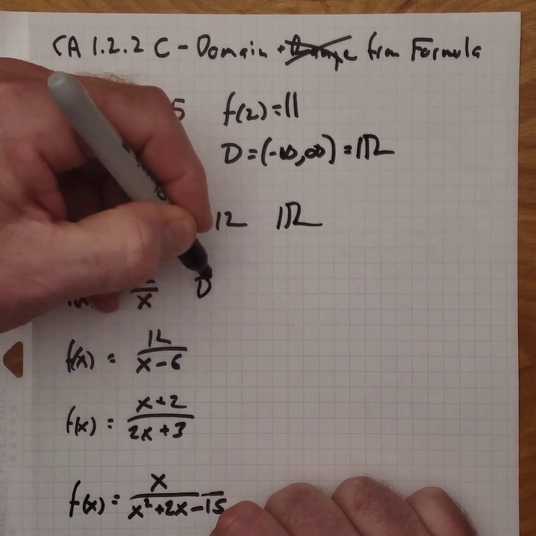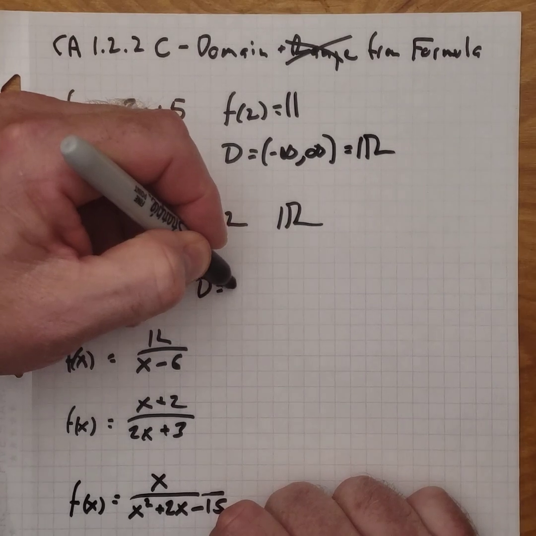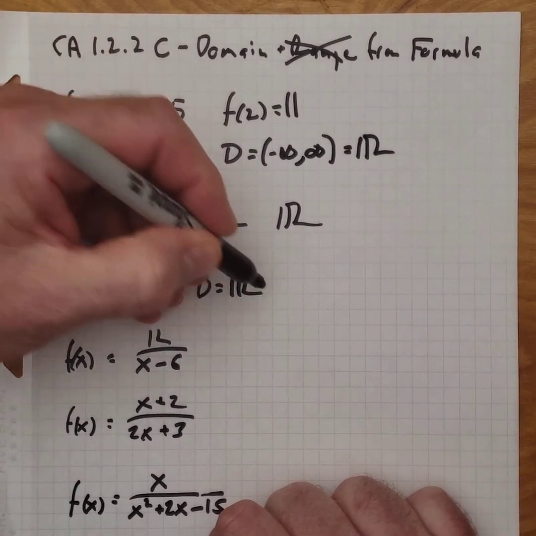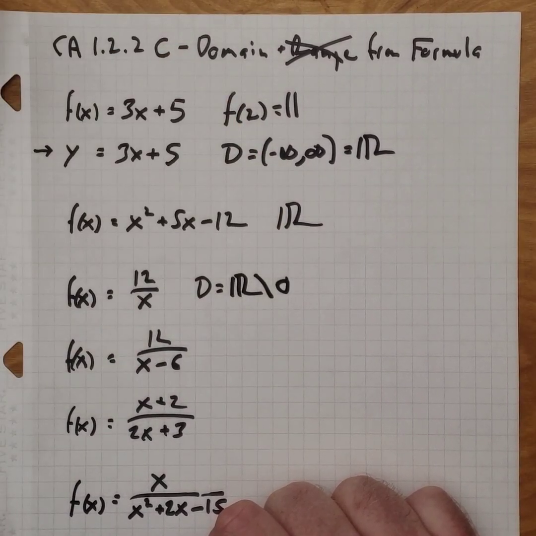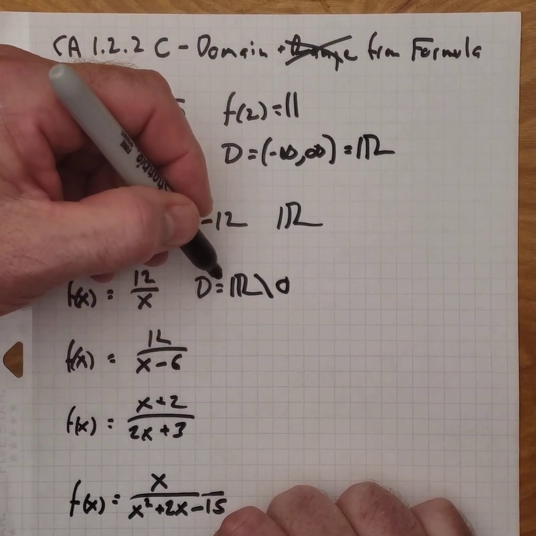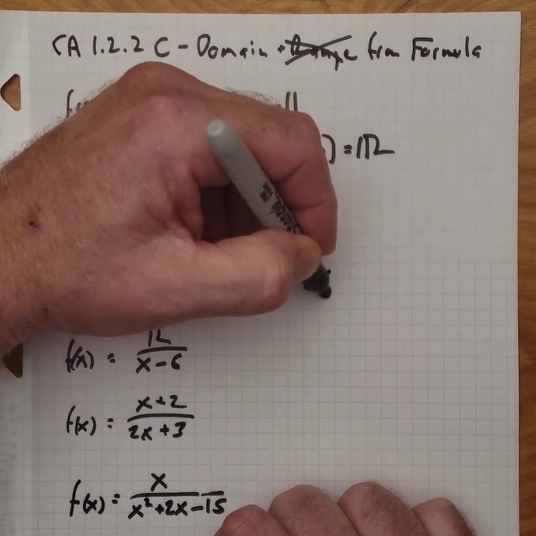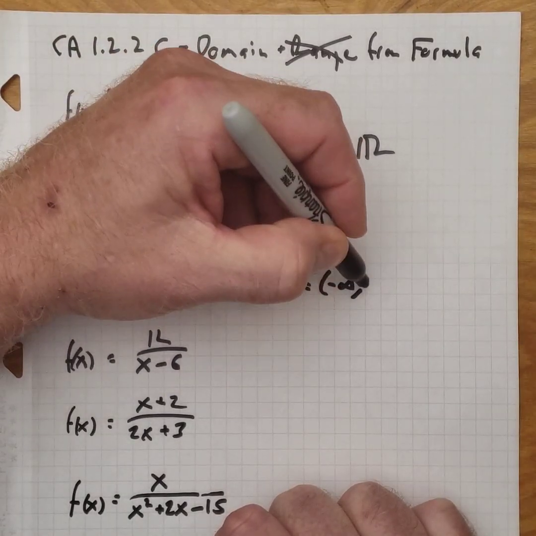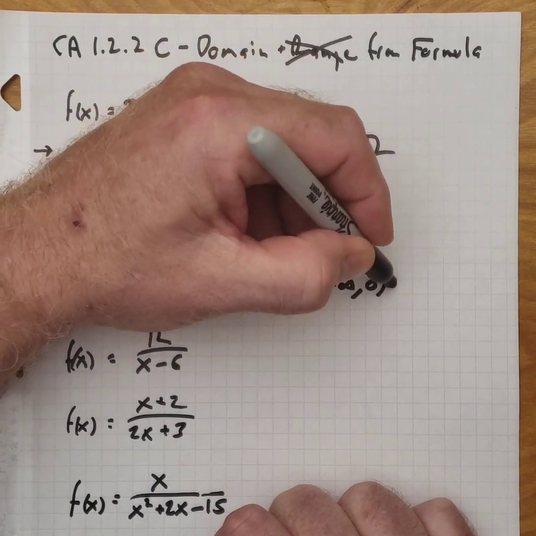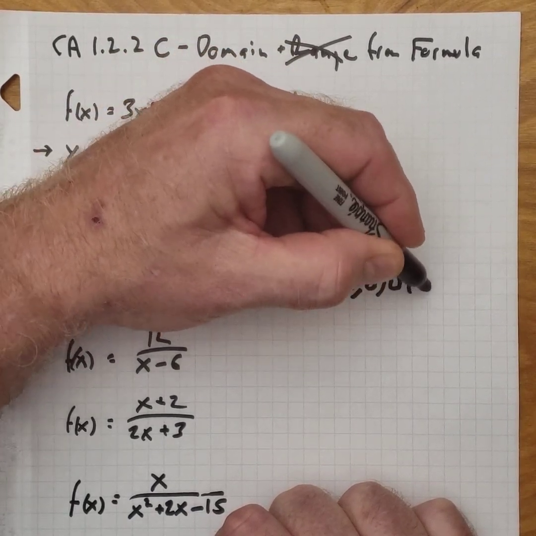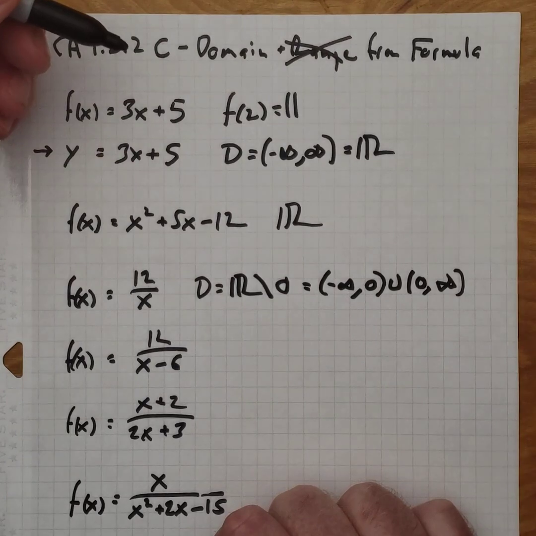So our domain is going to be, here's how I write it and how I want you to write it, all real numbers except for 0. Backslash for except. And that's the way professional mathematicians would write it. Not that I'm one of those. The way MyMathLab's going to want it is all of the numbers from negative infinity to 0, not including 0, union all of the numbers from 0 to infinity.